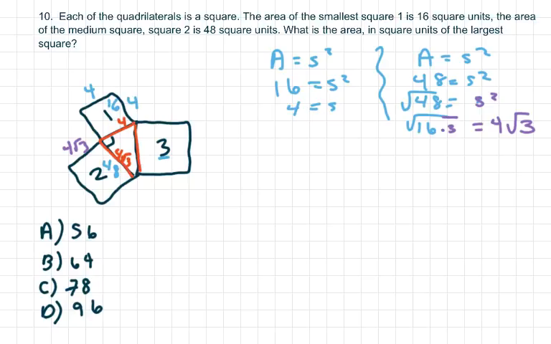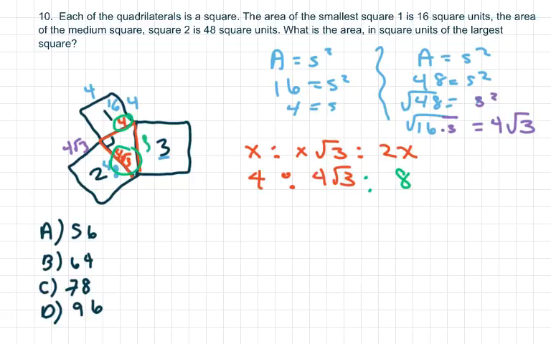If you notice that, you notice you have the form x, x square root of 3, and 2x. Makes it a lot easier. So my x is 4. Therefore, this would be 4 square root of 3, which is what we have here already. And then this is just 2 times x, which is 8. So this is 8. So area equals side squared, so area equals 64. You could have also used the Pythagorean theorem.